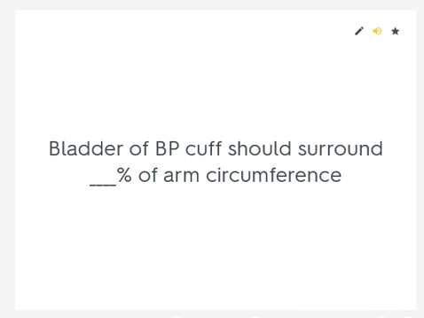Pulse pressure: SBP minus DBP. Bladder of BP cuff should surround blank % of arm circumference. 80.